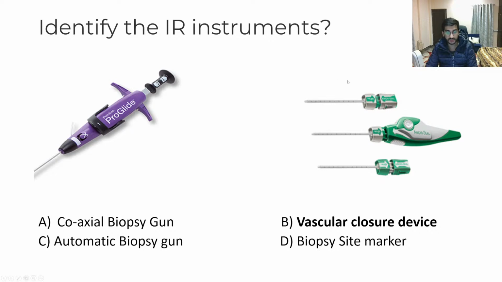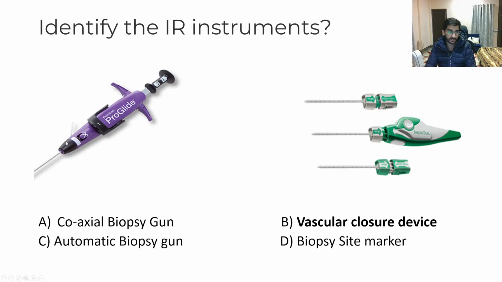But in cases where we need to insert an instrument, catheter, or sheath of larger size, like in the case of a TAVR procedure, sometimes we need to create a hole which is as big as 20 French in size. So in that case, we need to close the arterial puncture site either surgically or with the use of these devices, which are vascular closure devices.